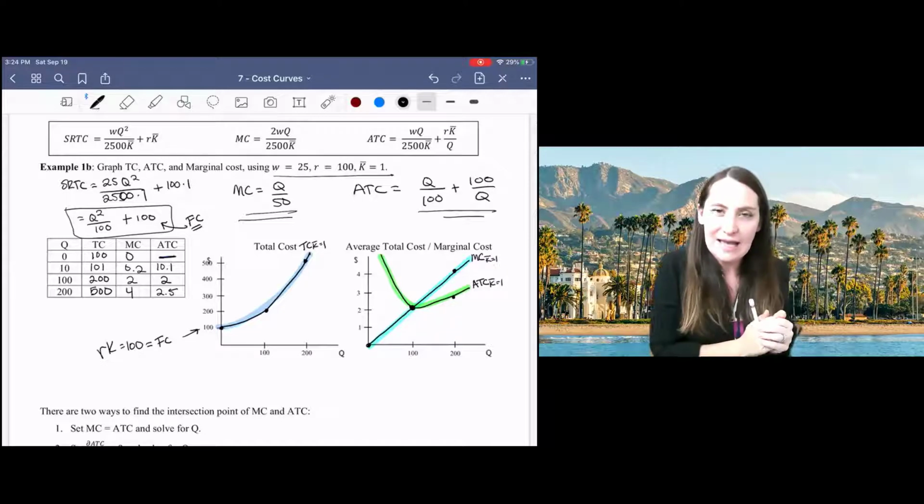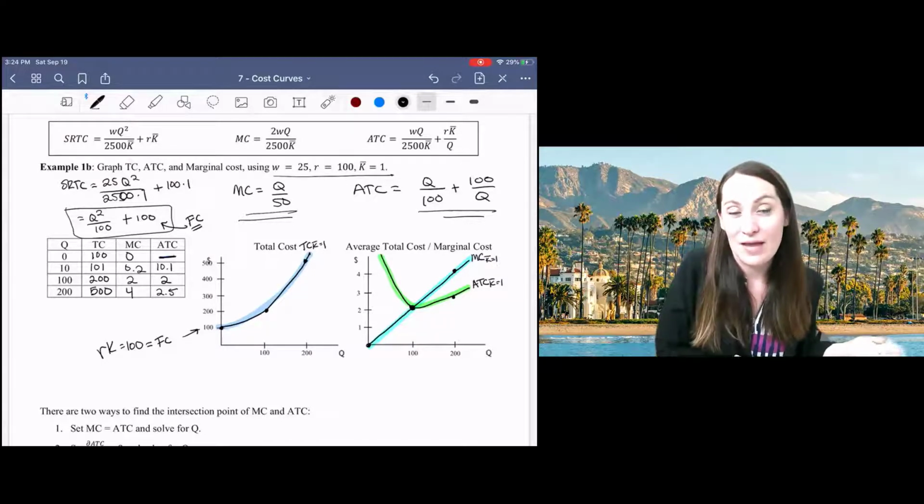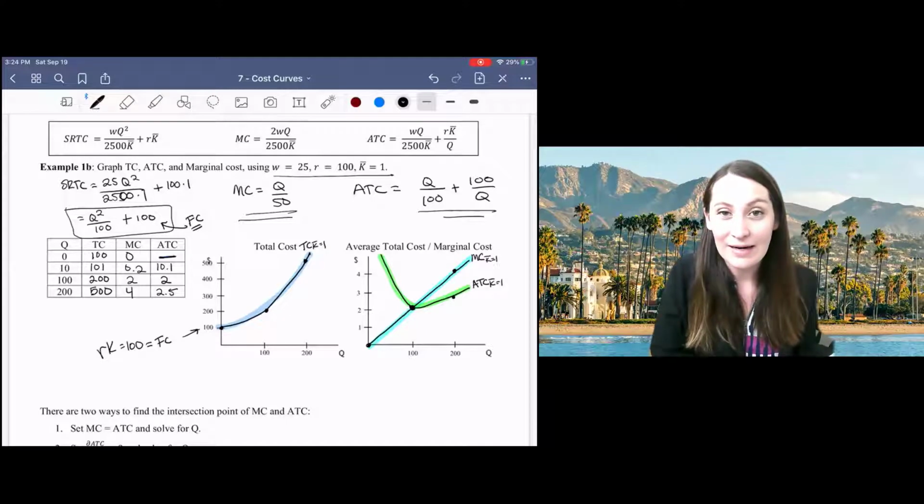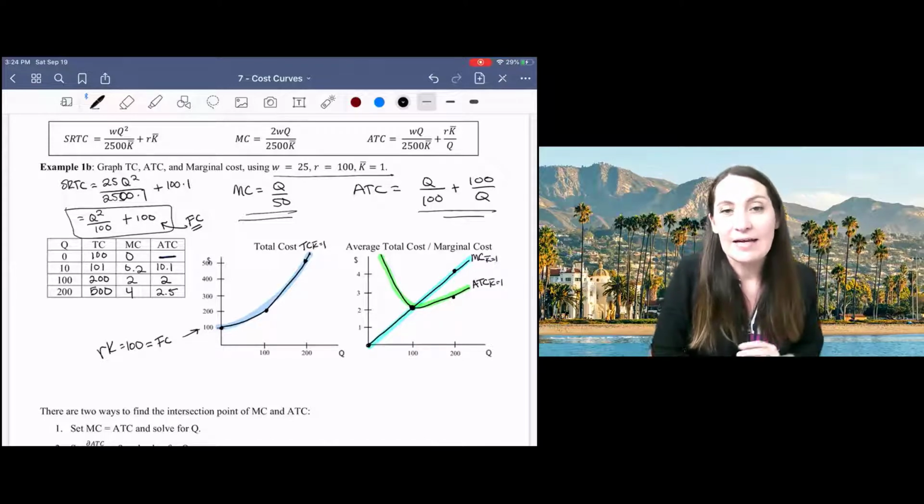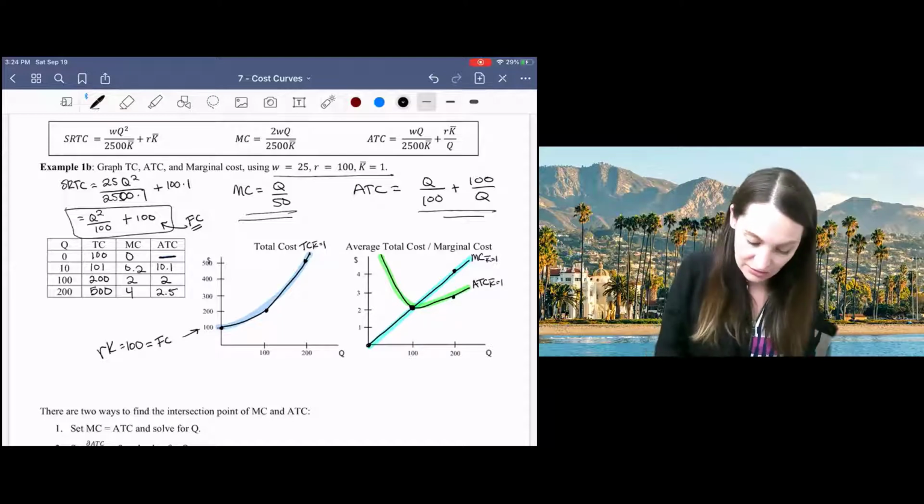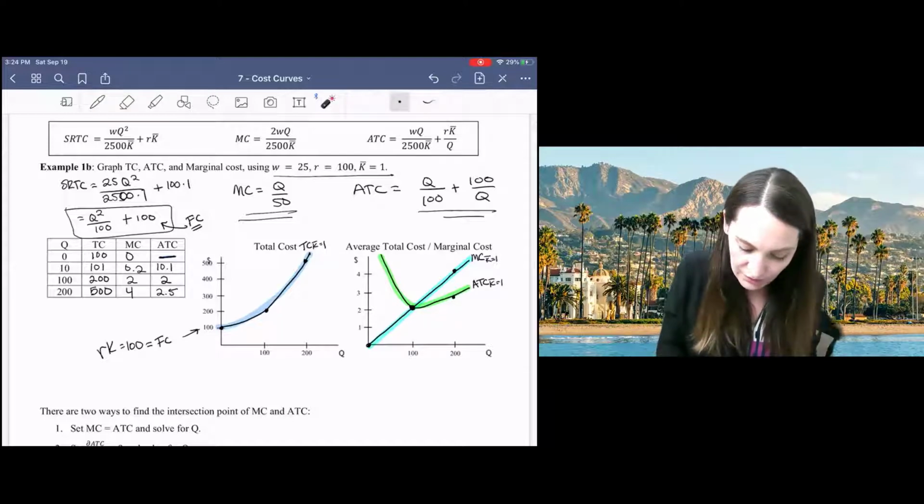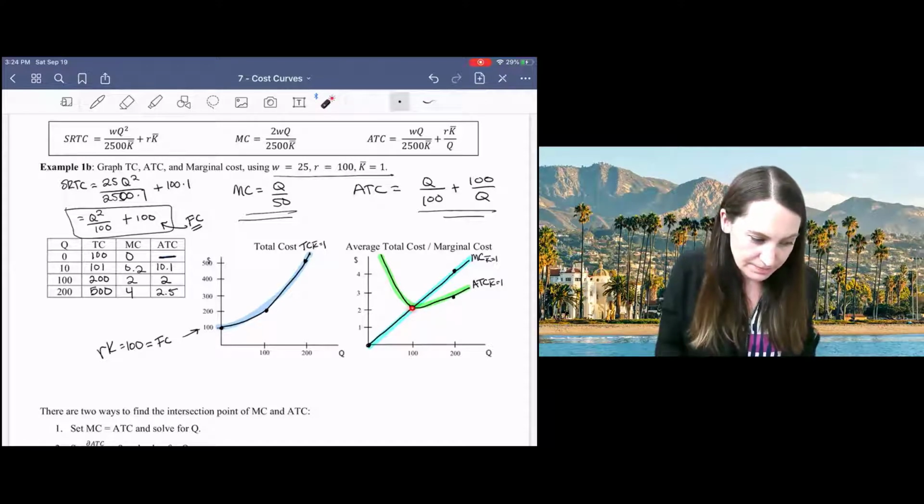Now, in this case, we've got fixed capital, so in the short run, you can't always produce the quantity you want at the lowest possible cost, but it is important to recognize where that point is. And that's going to happen at the minimum of the average total cost curve. So right here, where average total cost intersects marginal cost.